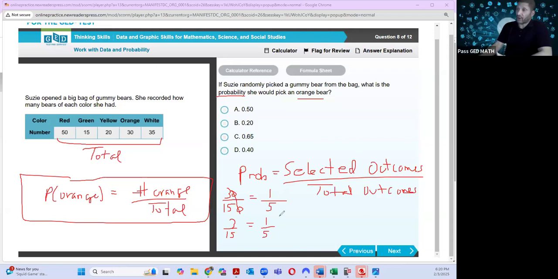So 1/5 is our answer, but that's not part of the multiple choice. So what's the decimal equivalent to 1/5 here? Is it 0.50, 0.2, 0.65, or 0.40?